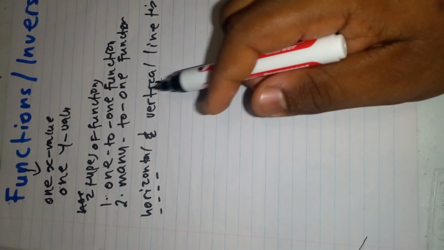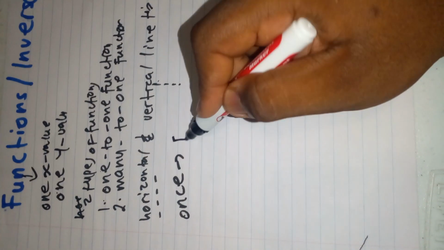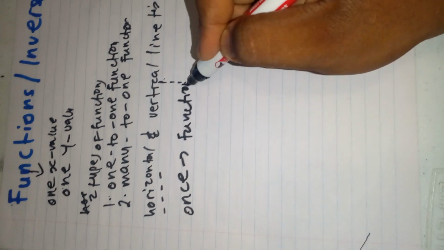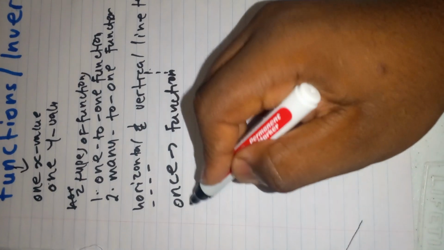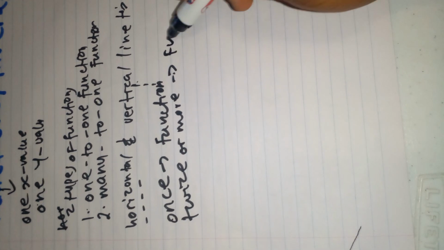By drawing a vertical or horizontal line, it must cut the graph once. If it cuts the graph once, therefore the graph is a function. And if it cuts the graph twice or more, then it is not a function. Okay, you see that? No, it is not a function.